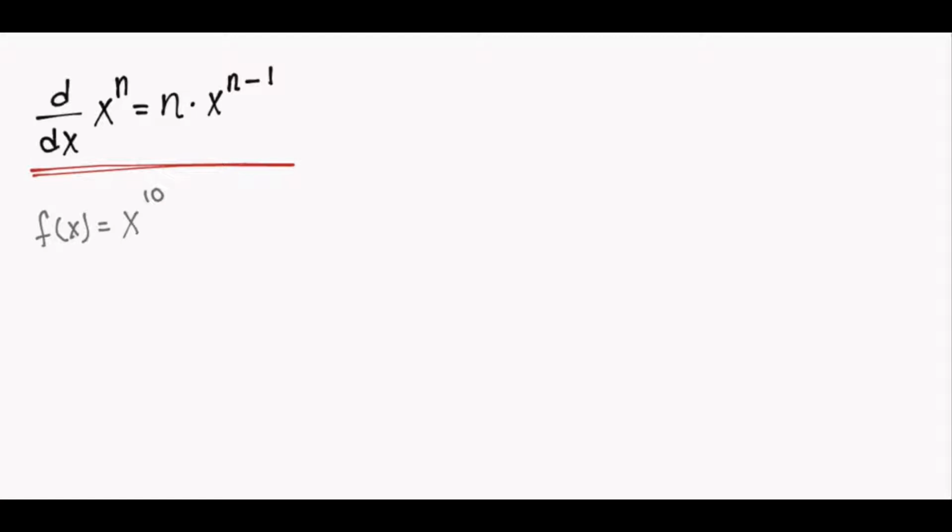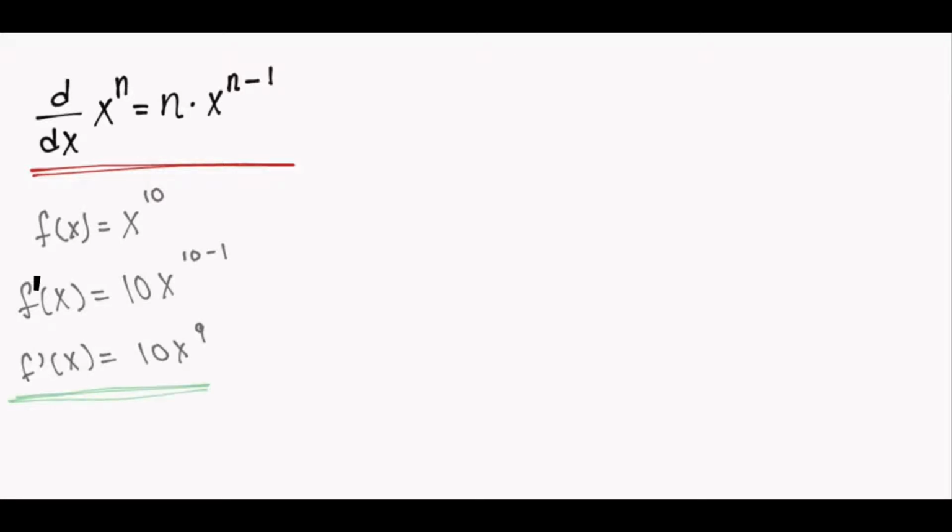f of x equals x to the power of 10. So this will be f prime of x equals 10x to the power of 10 minus 1. And so our final answer will be f prime of x equals 10x to the power of 9.